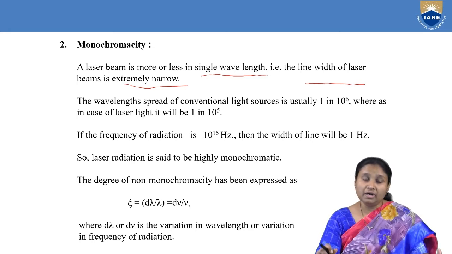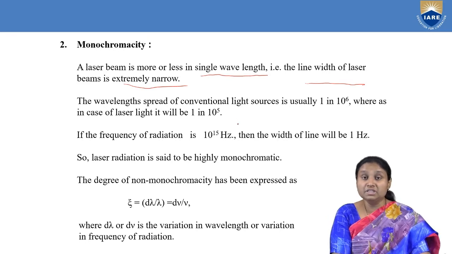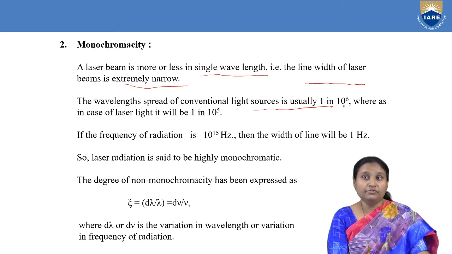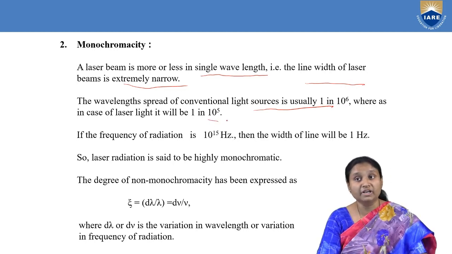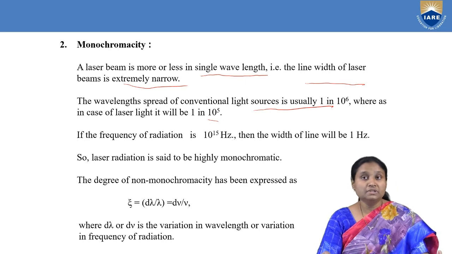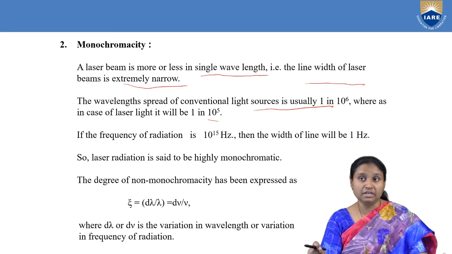When we compare this line width with a normal light source, we observe that in the case of a conventional light source, the line width is in the order of 10 to the power of 6, whereas for laser light, the order comes out to be 10 to the power of 5. So here you can observe that there is a change in the line width of laser compared to a normal light source.